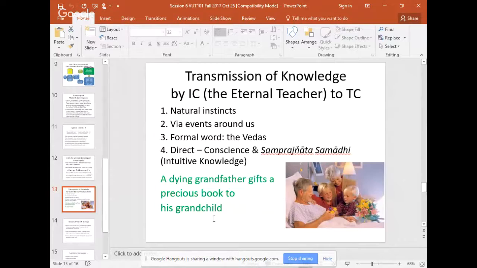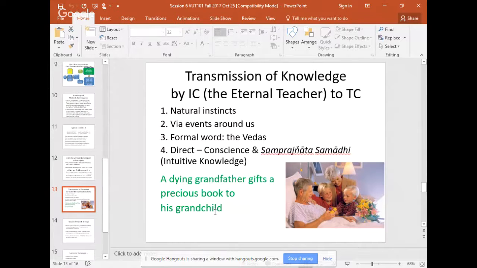Then I want to relate it to a picture here. Just imagine, the picture may not be exactly representing this. I want you to imagine a dying grandfather, it could be a mother or whatever it is, but we are not differentiating between father and mother.